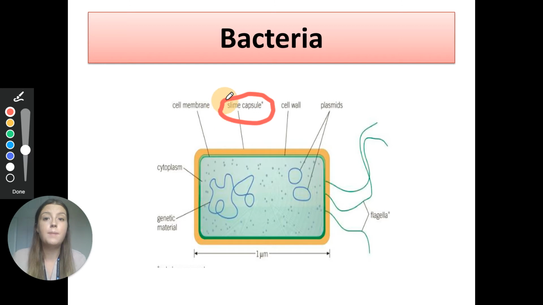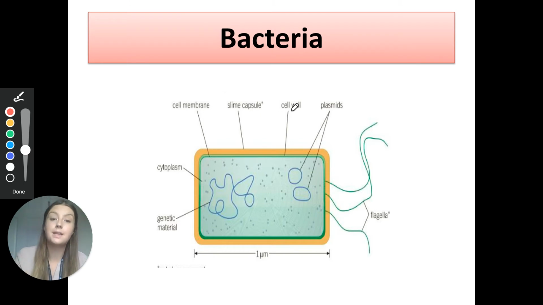Now, a slime capsule. So not all bacteria will have a slime capsule, but those that do, the reason why it's there is for protection. Okay, it's obviously a unicellular organism. That's what we talked about before. So it's one cell, so it needs to have this layer that offers a bit of protection for that cell. Okay, we've then got the cell wall, which so does a plant cell, but I've already spoken about the fact that the cell wall in a plant cell is made of cellulose, whereas in bacteria it's made of peptidoglycan.